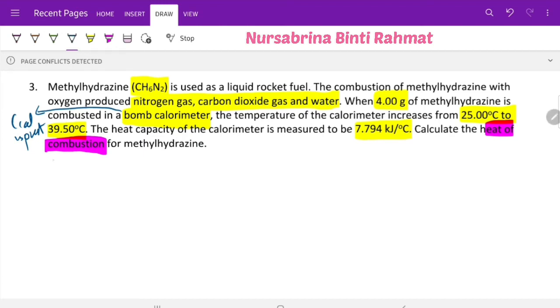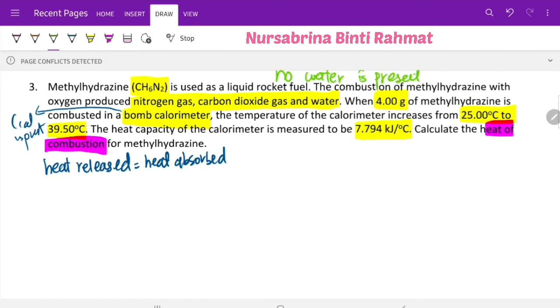So simple, this one. So heat release equals heat absorbed. Okay, so write down here first, so for you to remember, no water is present. So it becomes Q reaction equals Q calorimeter. Okay, so first step. Okay, so to revise the second example before.